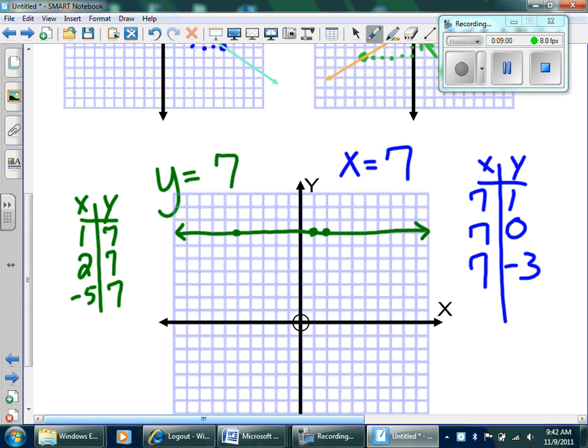So if I graph 7, 1, let's see, 8, 7, 1 right there. 7, 0, and 7, -3 would be right there. I will get a vertical line. And there you go. So the next one we'll review graphing from standard form. And then you guys should be ready for the assessment we're going to have tomorrow. So give me a moment, I'll get set up for the standard form review.